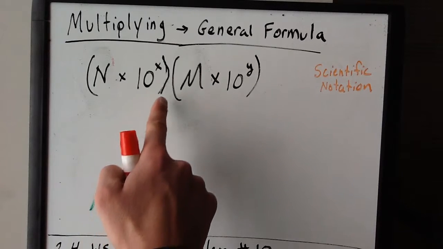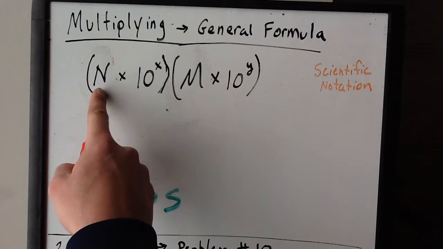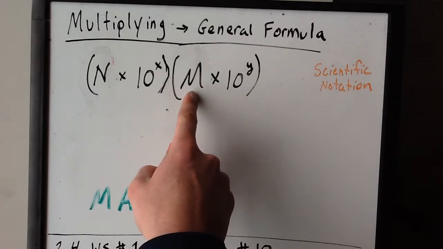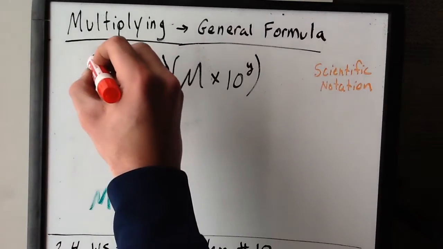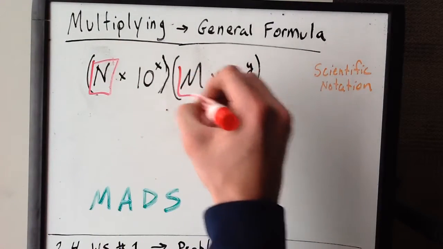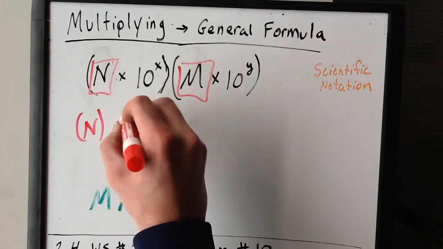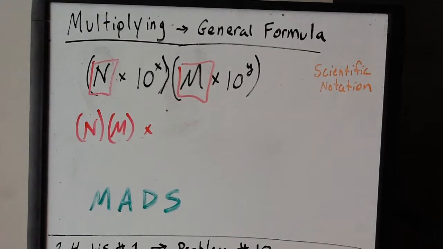So here's a general formula for multiplying in scientific notation. If we have a number n times 10 to the power of x multiplied by a number m times 10 to the power of y, what we do is step 1, multiply the base numbers. So I'm going to multiply the base number n times m. Okay? Then what I'm going to do is add the exponents to get the power of 10.